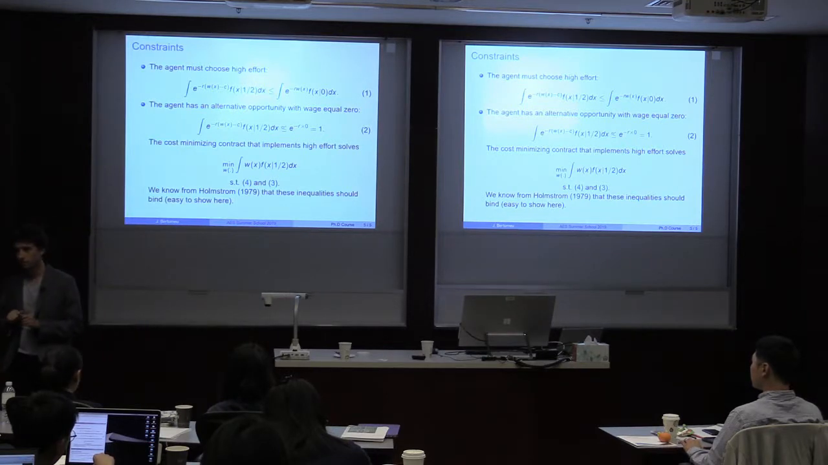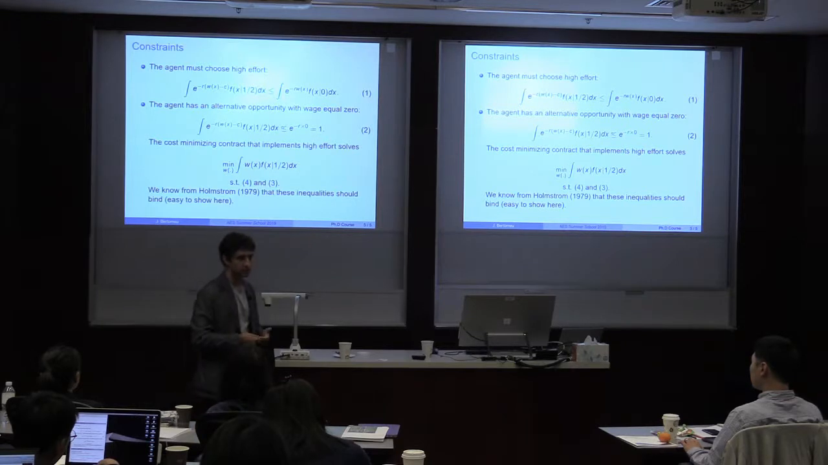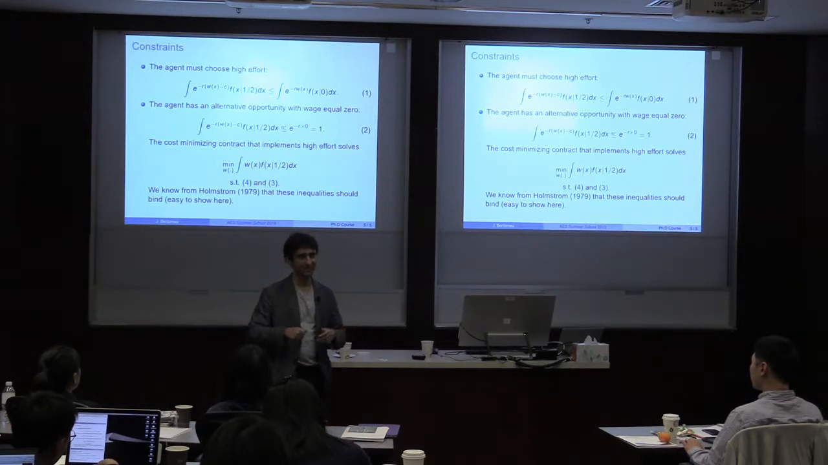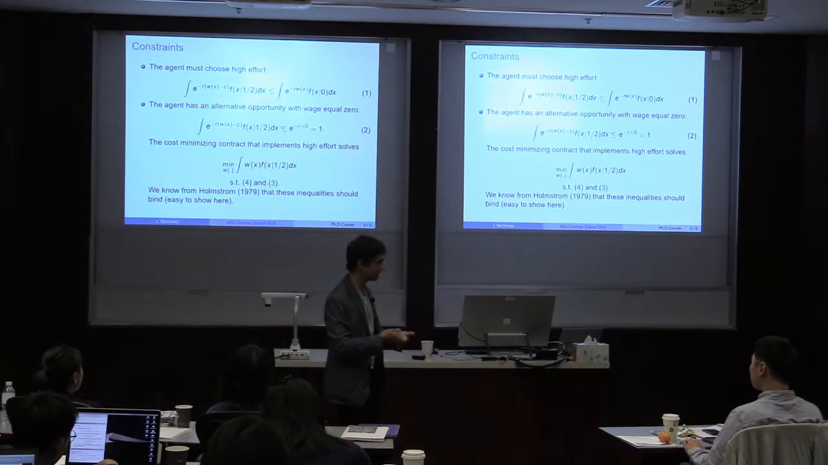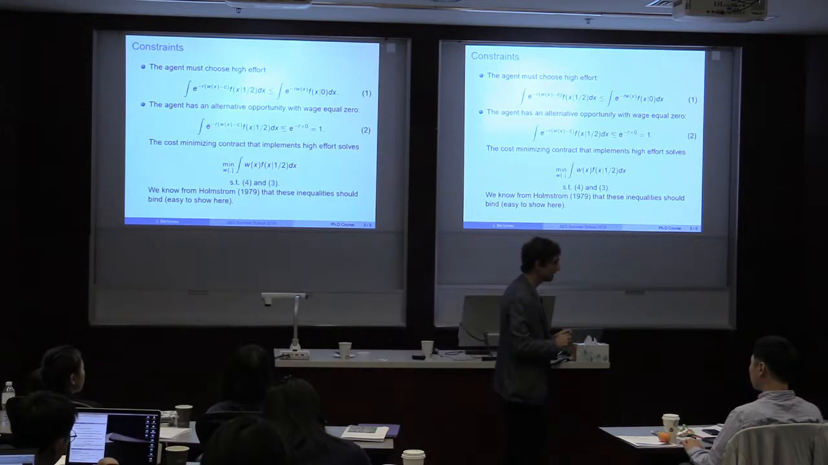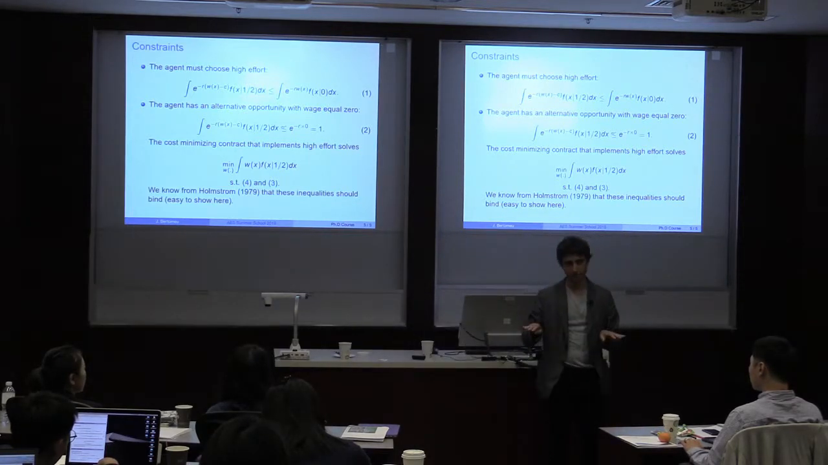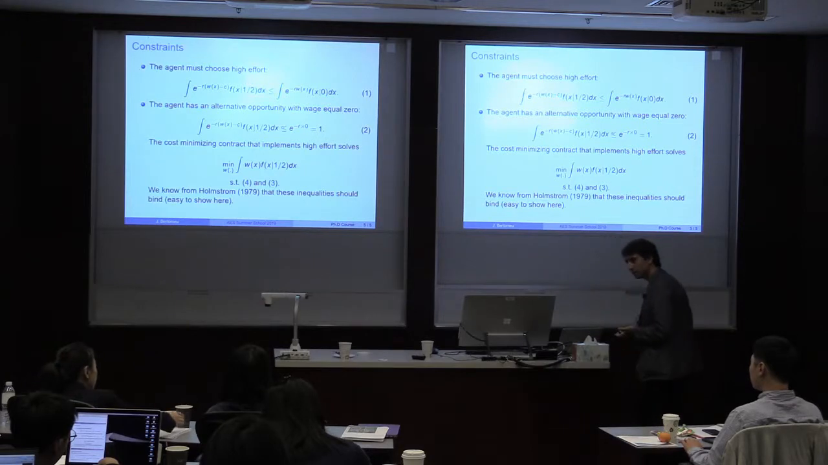Another way, by the way, if you want to show that things are binding, is even simpler. You write the Lagrangian, and then you take a derivative, and if the IC was not binding, that means that the solution to that problem would be just a flat wage. All right, let's write the Lagrangian. This is what I want also to do, a little bit of technical here.